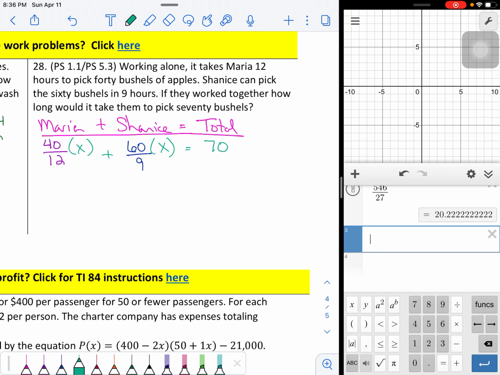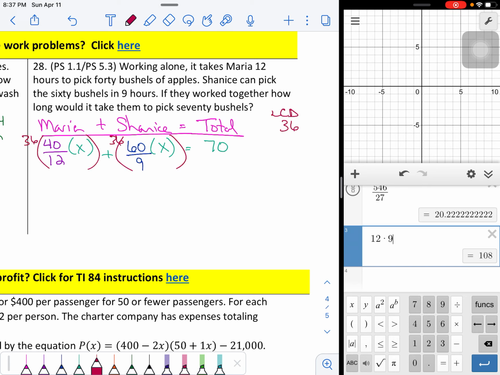Let's see, my two denominators right now are 12 and 9. Now I could take 12 times 9, in which case I would use the common denominator of 108. I actually know that there is a smaller denominator that works, so I'm going to use the LCD of 36. If you did use 108, mathematically, you will end up with the same answer that I do at the end. Your work will just look a little different. So I'm going to take that 36 here, multiply by 36 here, and 36 here.